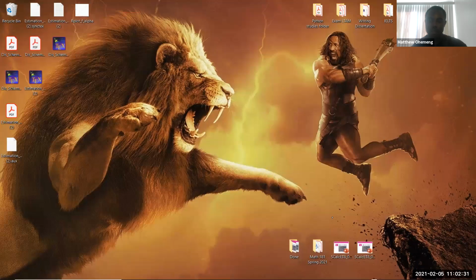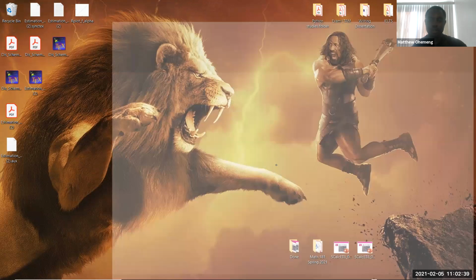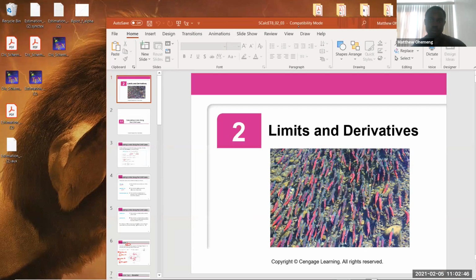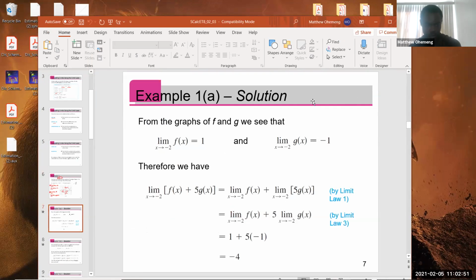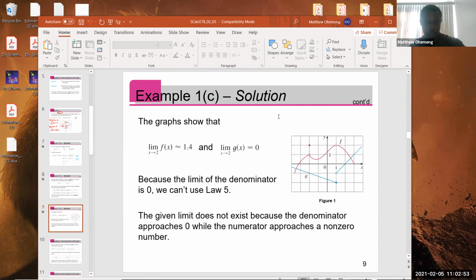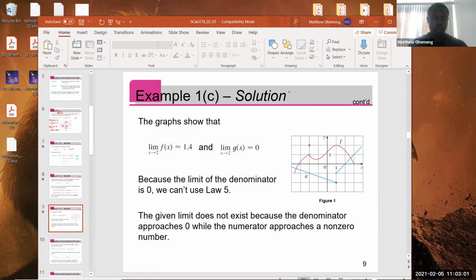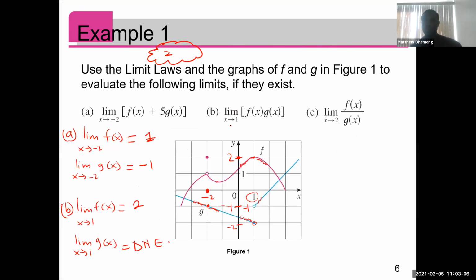Wait, there's something with the selecting thing. Okay, give me a sec. 2.3. Control function F5. Shift function F5. Okay, yeah. So I'm here, right?